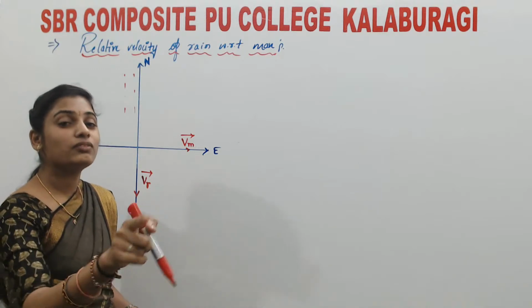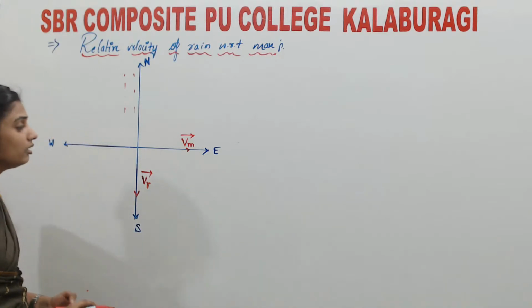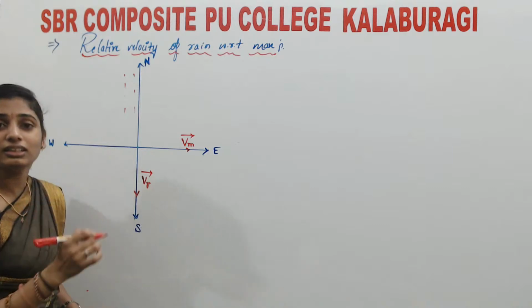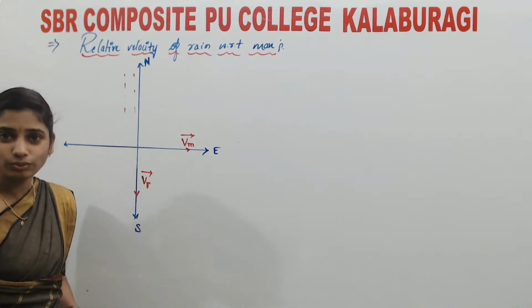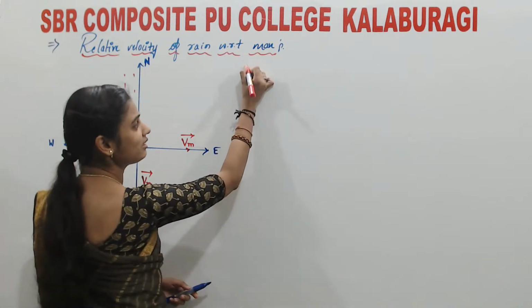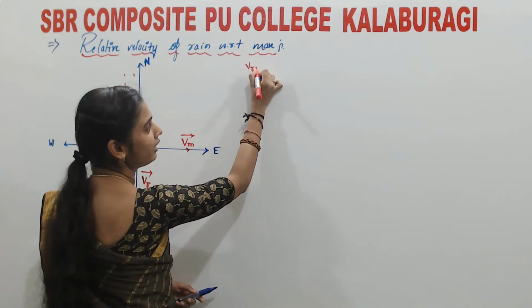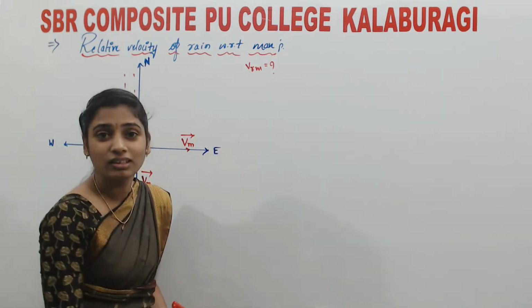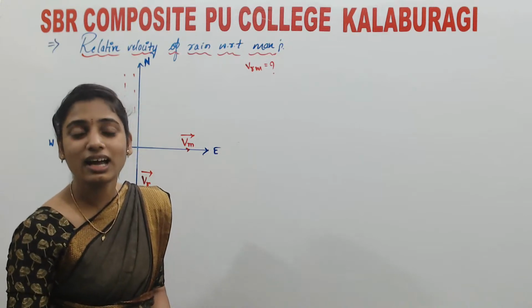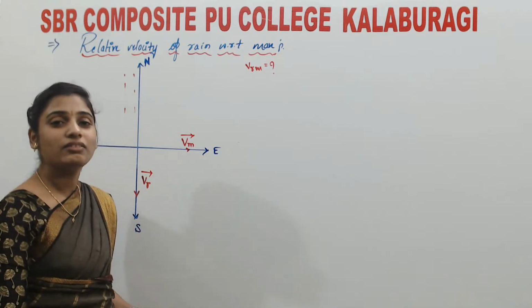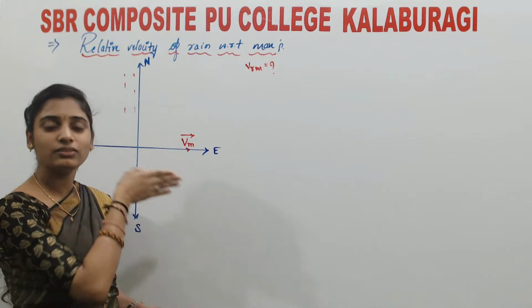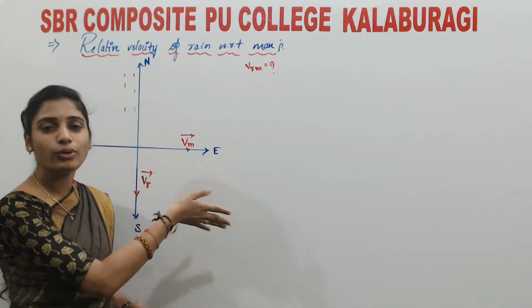So there will be a resultant. To find the relative velocity of rain with respect to man, what to do? I said yesterday how to find the relative velocity. We have to make one body at rest.